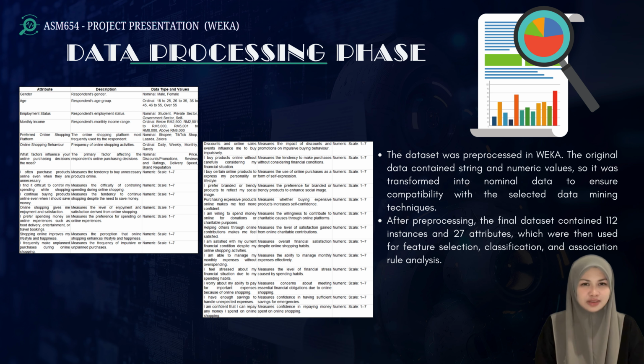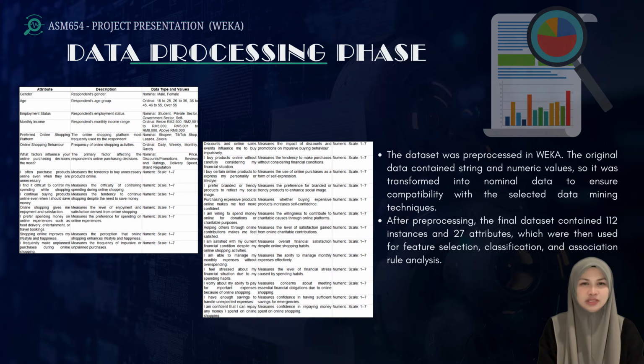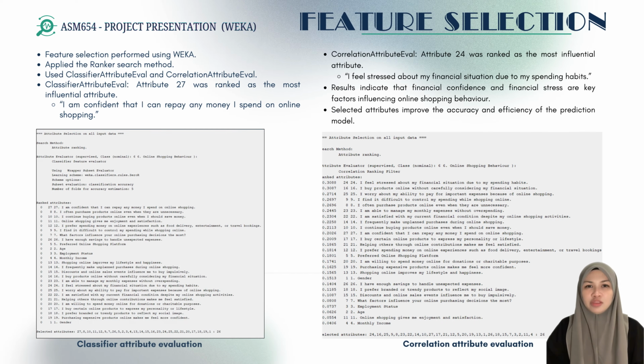This clean and structured dataset was then used for the next stage of our analysis, including further selection, classification, and association rule mining. The pre-processing step is important because it improves data quality and helps produce more accurate and reliable results. Next, I will explain the feature selection process.